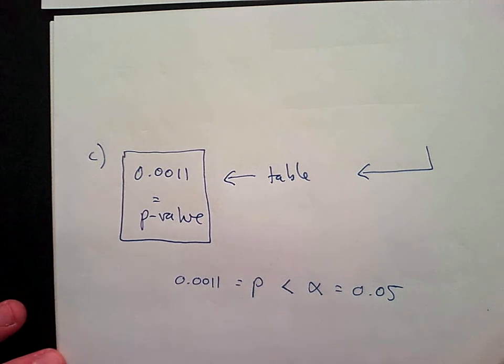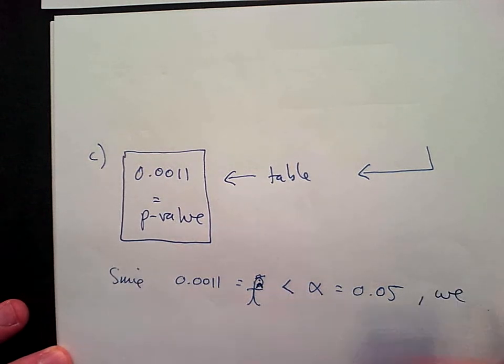Did we go over the hurdle? Right? And we went under the hurdle. So here, that's a little frown face. So therefore, do we reject it? Yeah.